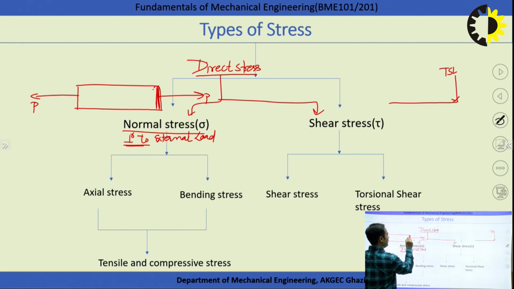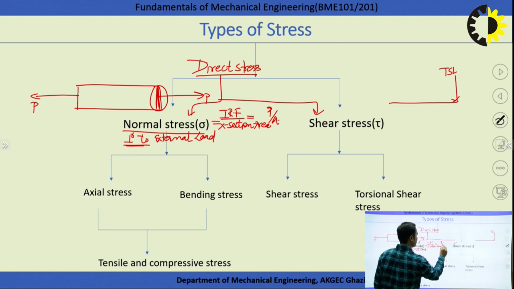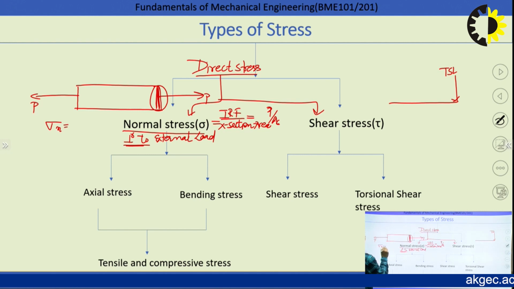This is the external load, and which area do we have to consider? This area. And what is this area? This is the cross section area, right? So that's why the normal stress is represented as internal resistance force divided by cross section area. And this internal resistance force is numerically equal to the external force. So generally normal stress is called externally applied load P over cross section area, right? So how do we calculate the normal stress? Normal stress we can calculate as external load by cross section area.